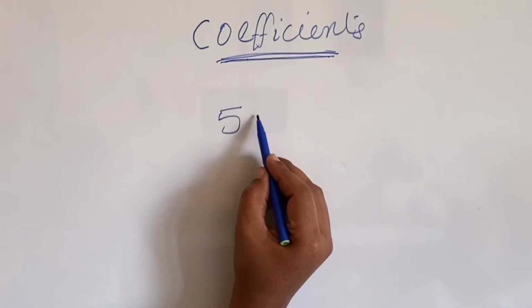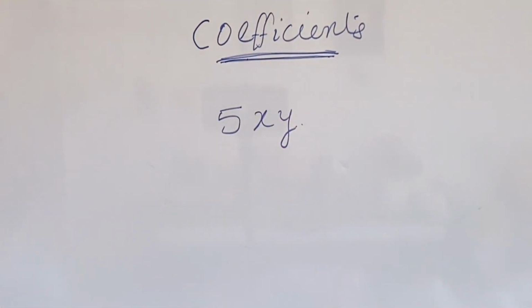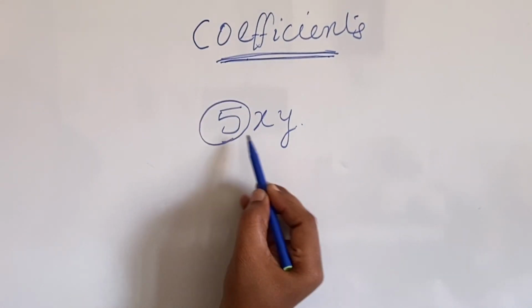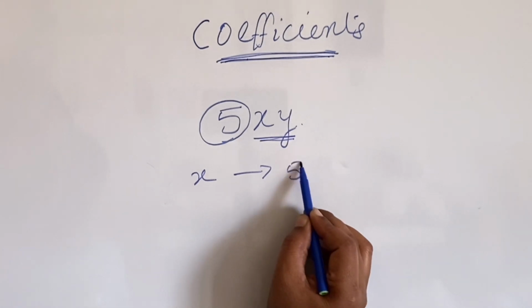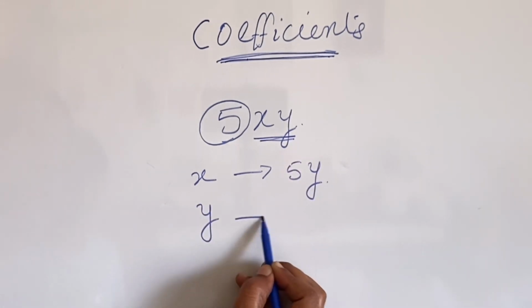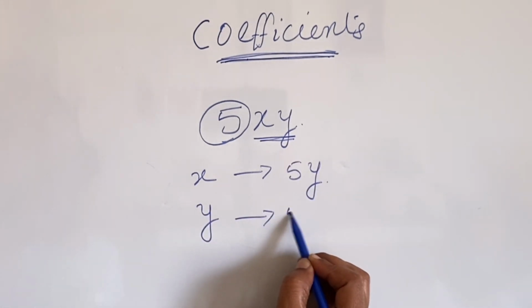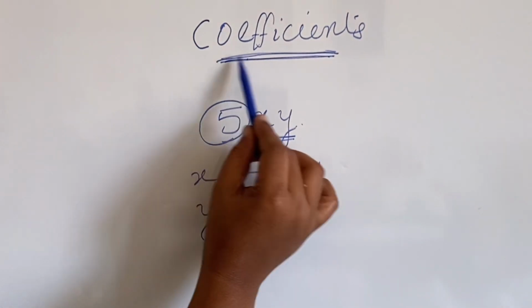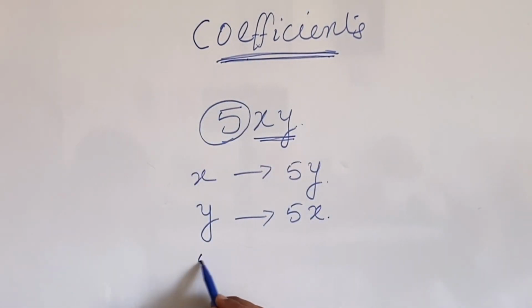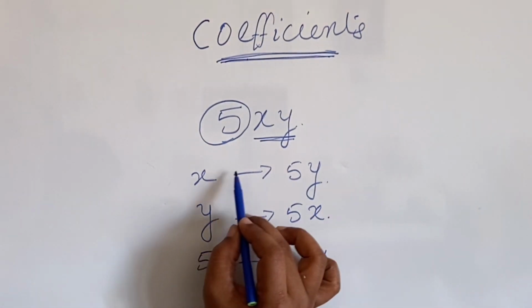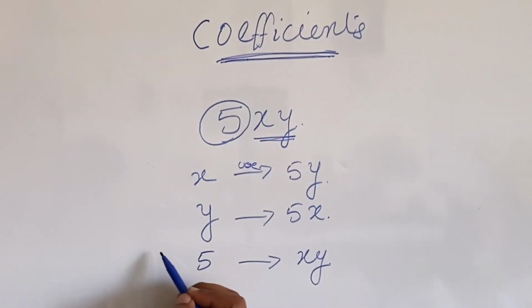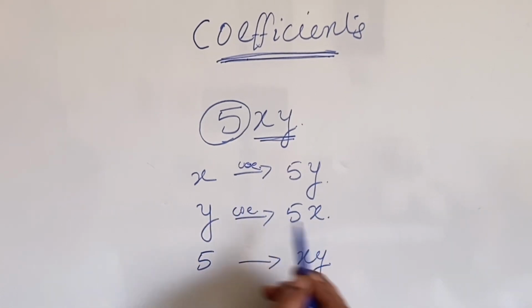Let us consider the term 5xy. Here 5 is the coefficient of xy, x is the coefficient of 5y, and y is the coefficient of 5x. So what do we mean by coefficients? Once again, 5 is the coefficient of xy, x is the coefficient of 5y, and y is the coefficient of 5x.